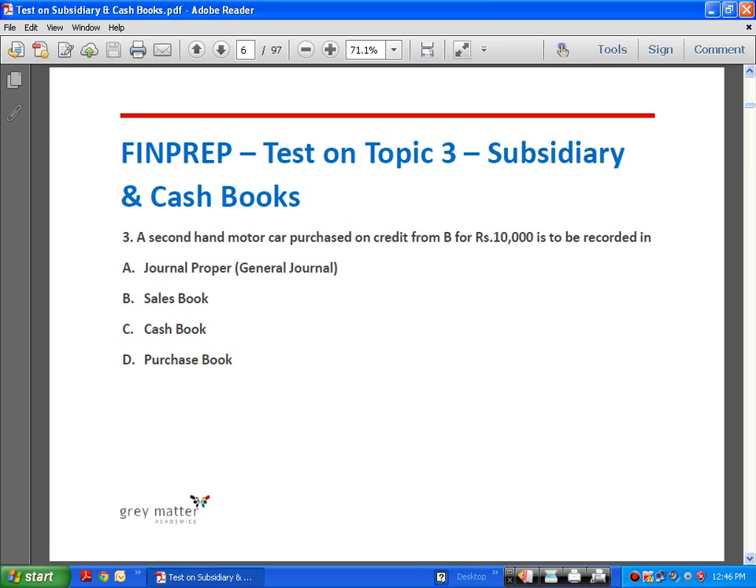Let's look at the third question. A second-hand motor car purchased on credit from B for ₹10,000 is to be recorded in. Okay, so this is a purchase on credit, but is it a purchase of goods? No, it is not a purchase of goods. It's a purchase of an asset. So this purchase of asset on credit will be recorded in the journal proper. So answer is A.